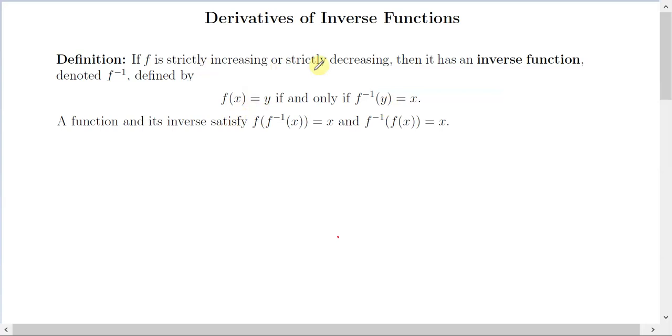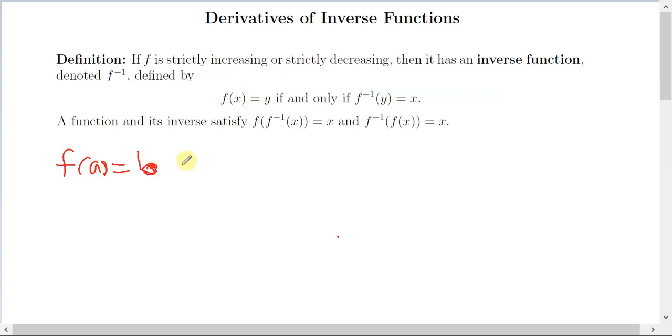So this is saying, suppose you have a strictly increasing or decreasing function. You might recall that means the function's 1 to 1, which means it does have an inverse. Then this is how we define the inverse. And I prefer this notation better. I prefer when I plug into f, it gives me an output of b.